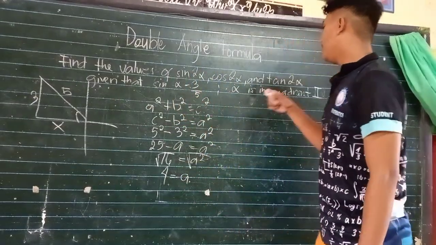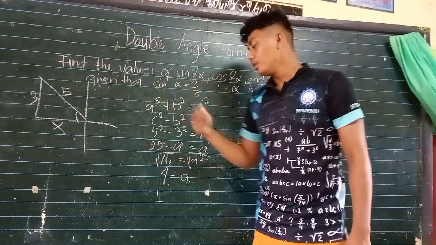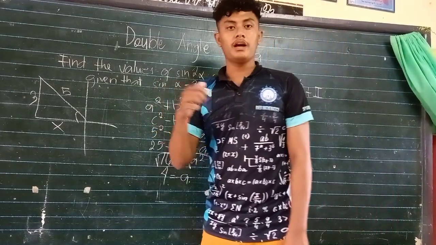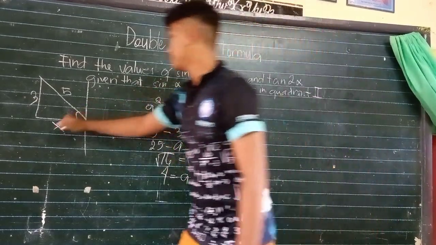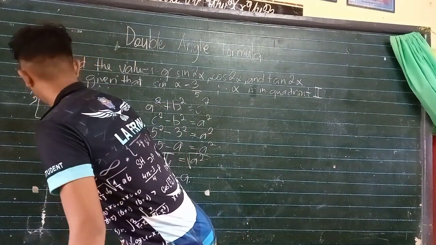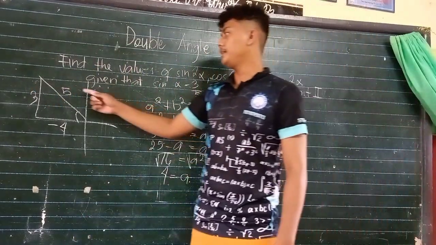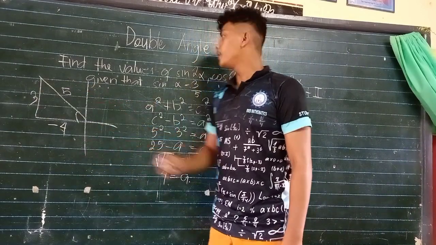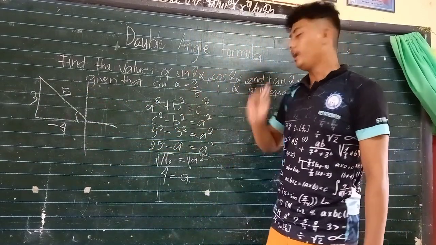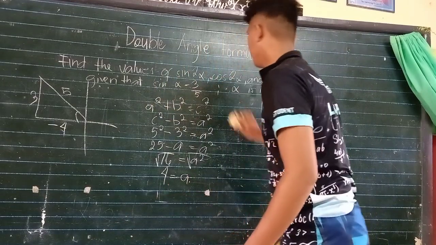Since our alpha is in quadrant 2, our adjacent becomes negative, so negative 4. Since we are done with the illustration, we can now solve for sine 2 alpha. Proceed.